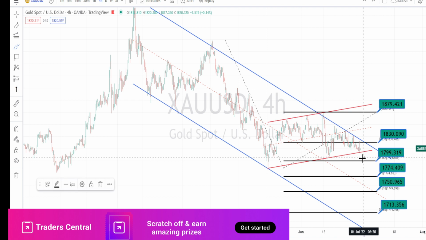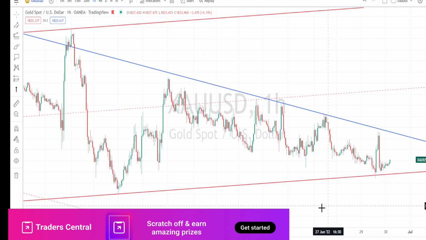So the current trend of the price action in 4 hours time frame is neither a bullish trend nor a bearish trend. Let us do the analysis in hourly time frame. I am in hourly time frame now.